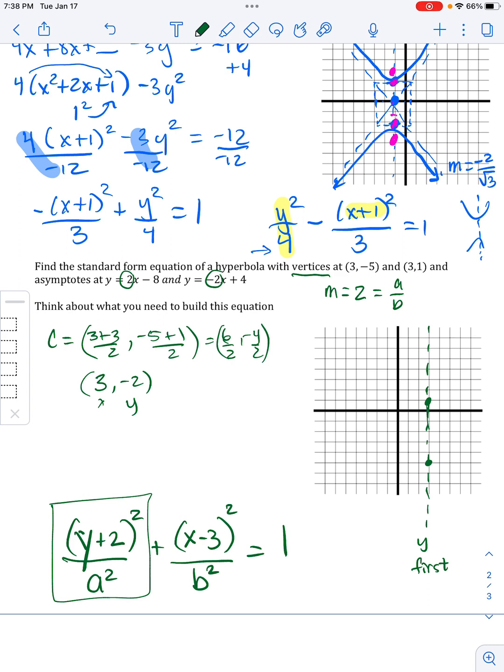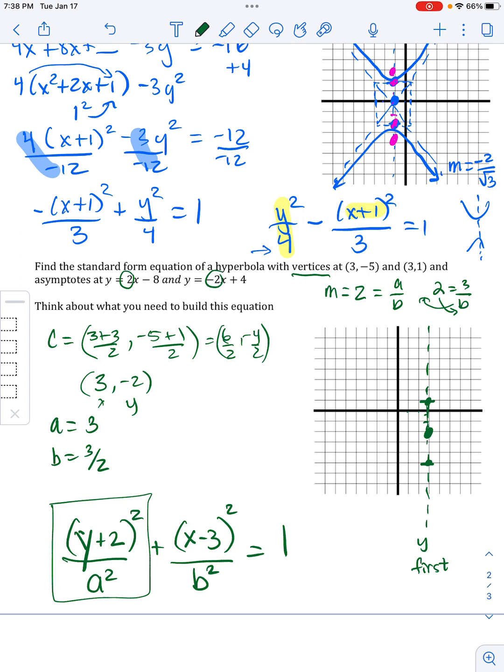So what do I know? Well, I know that my center's at 1, 2, 3 down 2. And so then my a means how far it was to each of these vertices. So I'm just going to count. My a is going to be 1, 2, 3. It's 3 units from the center to either vertex. So this turns into 2 equals 3 over b. Multiplying the b up, dividing the 2 down, I end up with a b value of 3/2, which is sort of unpleasant. But we're in honors pre-calc.